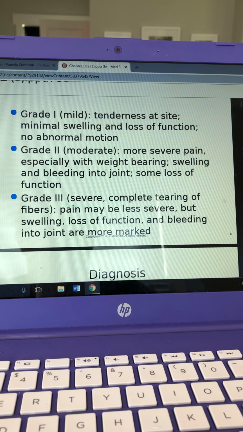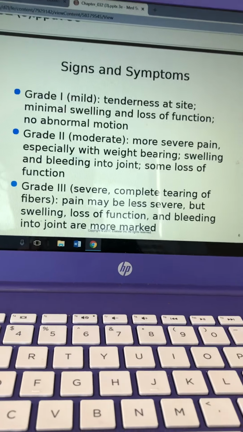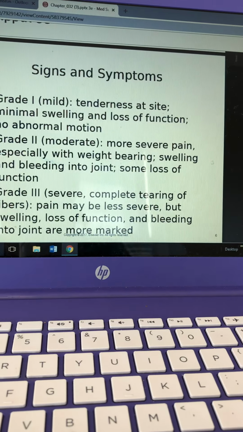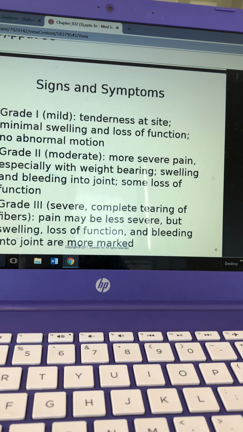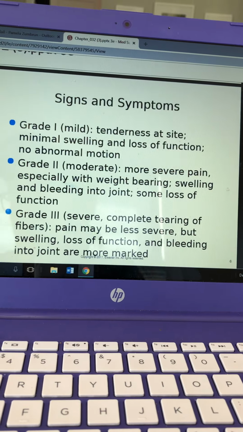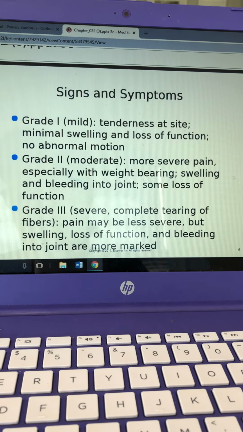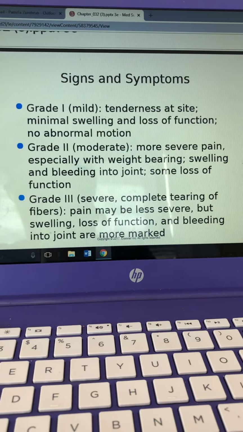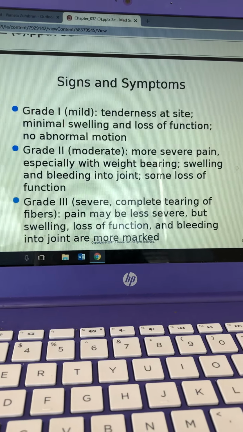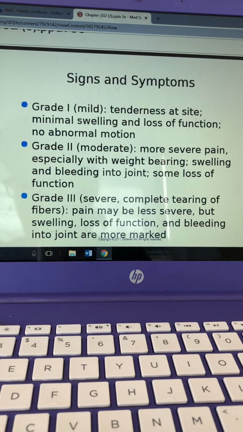Okay, we have different grades here as far as classifying the sprain. A grade 1: mild tenderness at the site, minimal swelling, loss of function, no abnormal motion. Grade 2: more severe pain, especially with weight bearing, swelling and bleeding into the joint, some loss of function. The person that has a grade 2 will feel like they cannot put pressure possibly, and they feel the need to rest the area. A grade 3 is a severe complete tearing of the fibers.